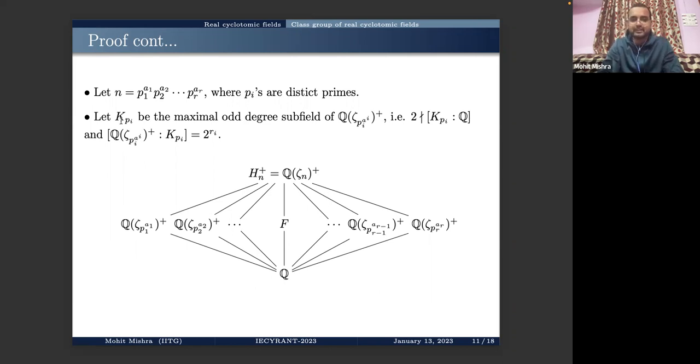Now, these K_Pi's: K_P1 is somewhere here in such a way that the degree of K_P1 over Q is odd, and the degree of Q(zeta_{p1^a1})^+ over K_P1 is purely even. By purely even, I mean it is just 2 to the power something. No other odd prime divides this upper degree. Similarly, we have K_P2 somewhere here, K_P3 and so on. Here we have K_P(r-1) and here we have K_Pr. So I have written it here. What are the K_Pi's?